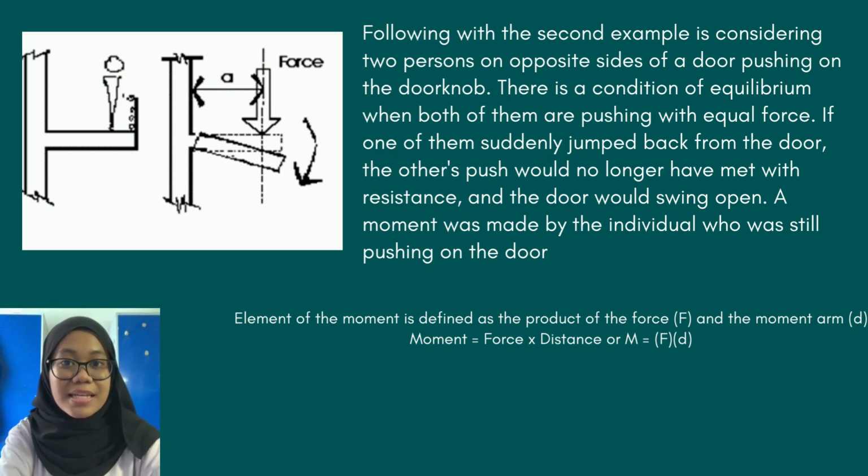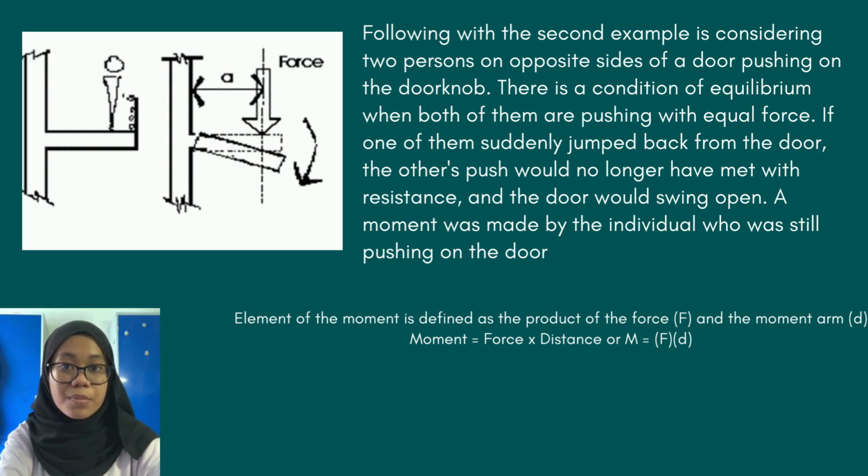Following with the second example, consider two persons on opposite sides of a door pushing on the door knob. There is a condition of equilibrium when both of them are pushing with equal force. If one of them suddenly jumps back from the door, the other's push would no longer be met with resistance and the door would swing open. A moment was made by the individual who was still pushing on the door, just like in figure 1.2.